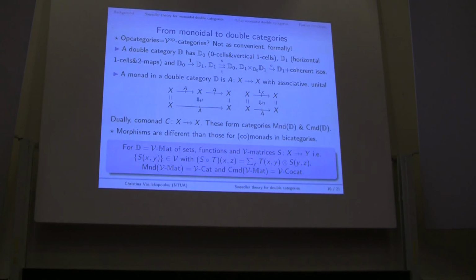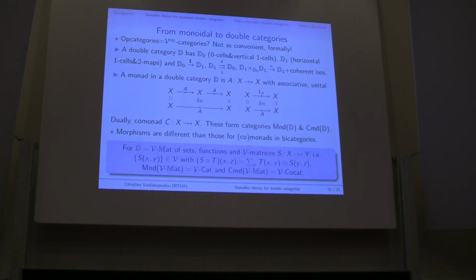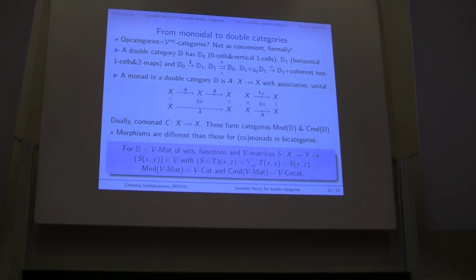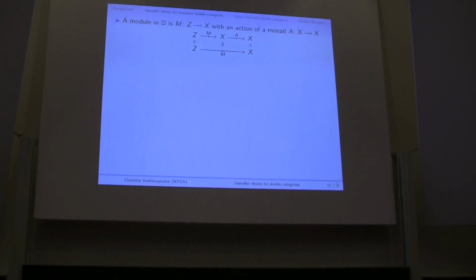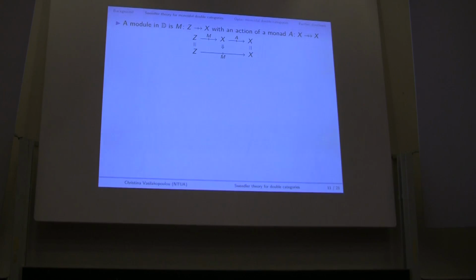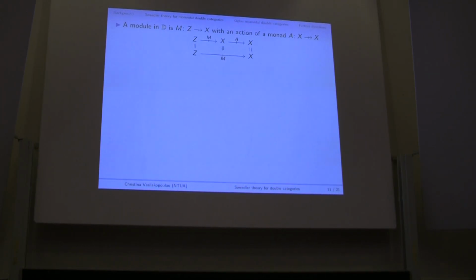Excellent. Let's go a bit further and see what happens with modules. So again, we have to generalize from a module in a monoidal category to a module for a monad in a double category, and we do the evident thing. So on the level of objects, again, this coincides with the definition of a module in a bicategory, because of globularity, because the vertical arrows here are just identities.